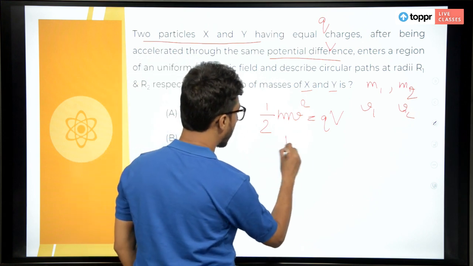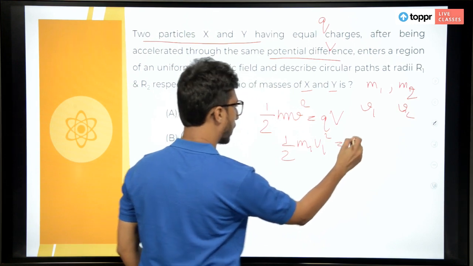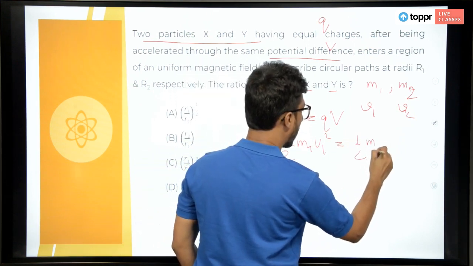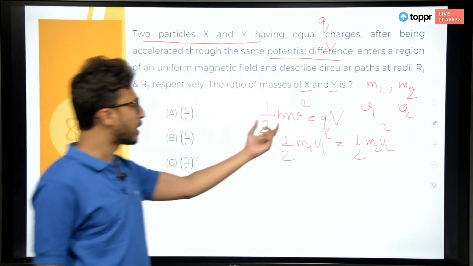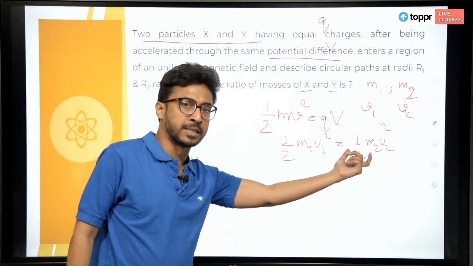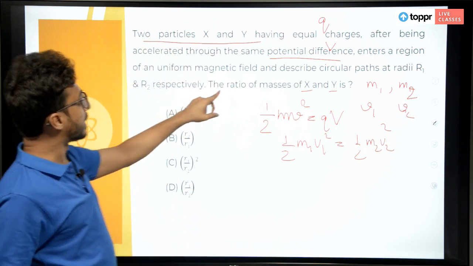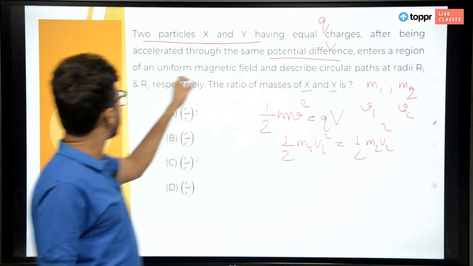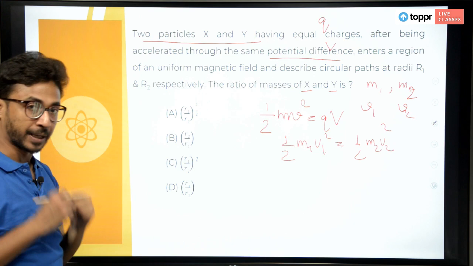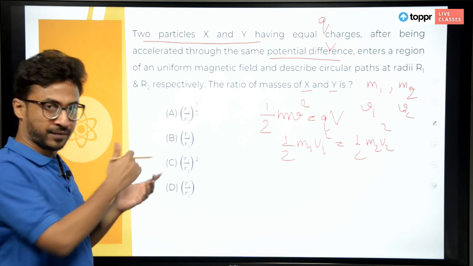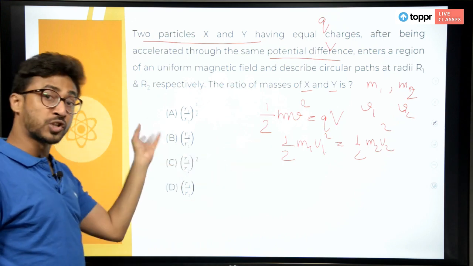So, we can write half m1 v1 square equals half m2 v2 square. This much we have understood, how mass and velocities are related for this set of particles. Now, what is happening? They enter a region of a uniform magnetic field and describe a circular path. Same thing. The other question that we did just now had a current in a magnetic field, now it is a charge in a magnetic field.